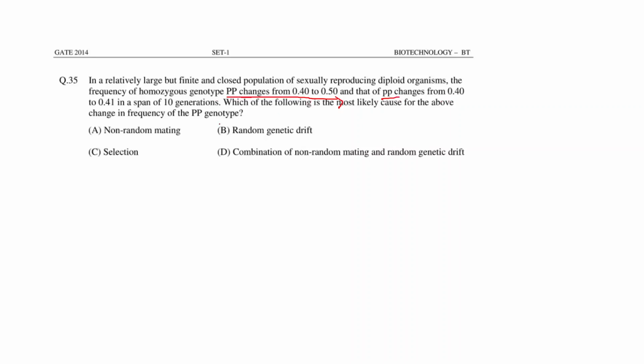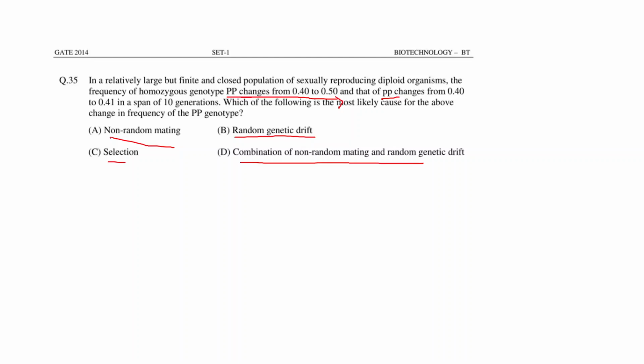So what should be the reason for this? The first option is non-random mating, the second is random genetic drift, the third is selection, and the fourth is a combination of non-random mating and random genetic drift. So we will talk about them one by one, and then we will see what the correct answer is.